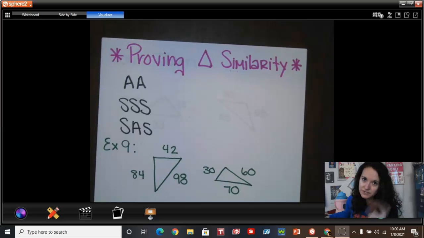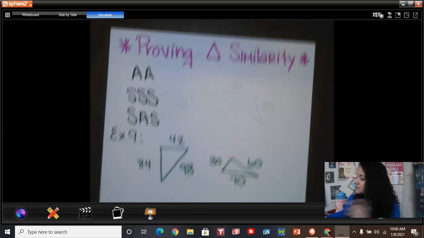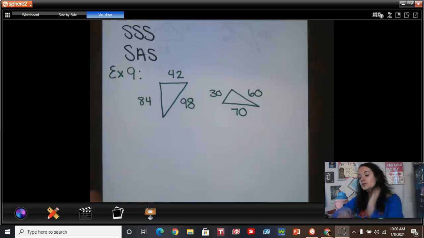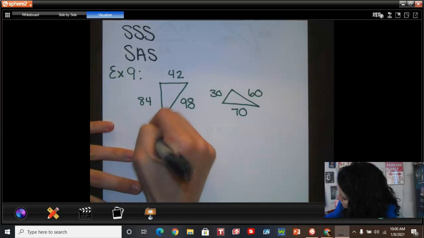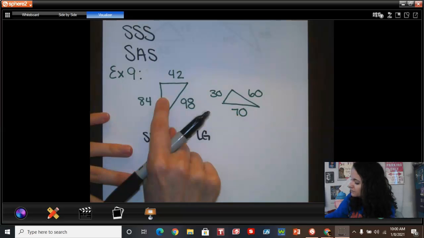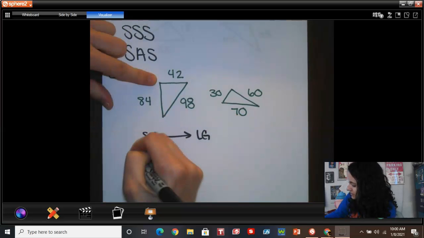If you're wondering how to know which one to use, it's all about identifying how many sides you're working with. For example, in example 9, I notice in all 3 of my figures, I know all 3 sides. So I know side, side, side is what I need to test. Again, you're going to go from small to large.